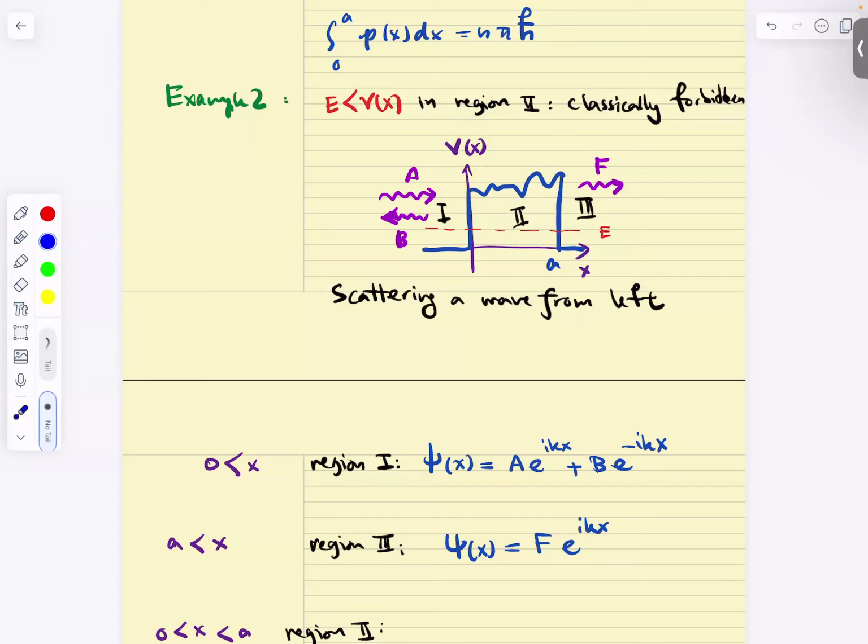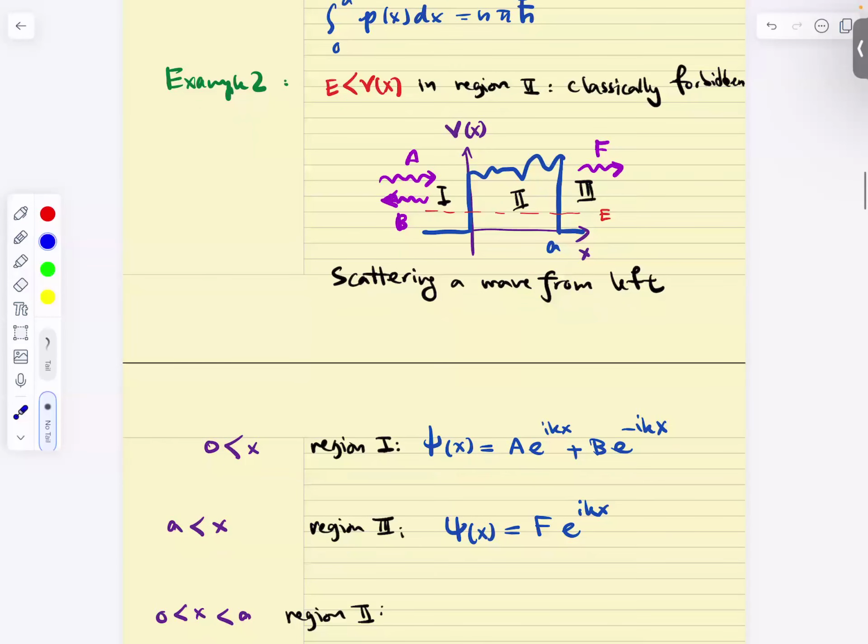No, regions 1 and 3 are plane waves, because the potential is 0, right? So now I have to set my boundary conditions. Previously, I had a trapped particle, so the boundary conditions are obvious. Here, no principle tells me what the wave function is far away at infinity on the left, or what the wave function is far at right.